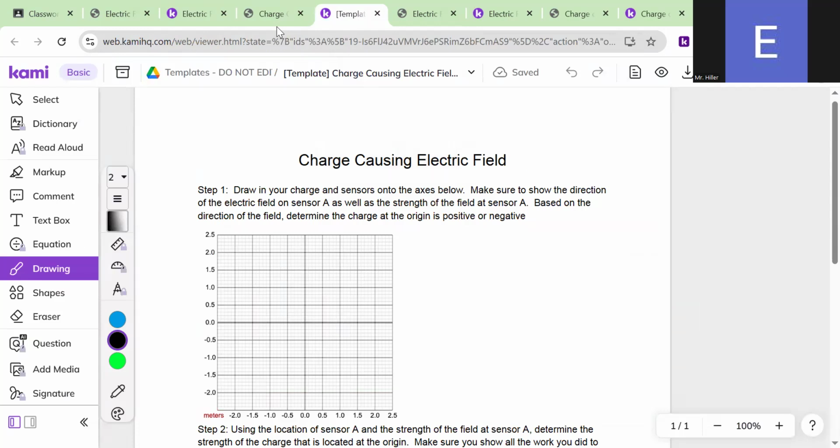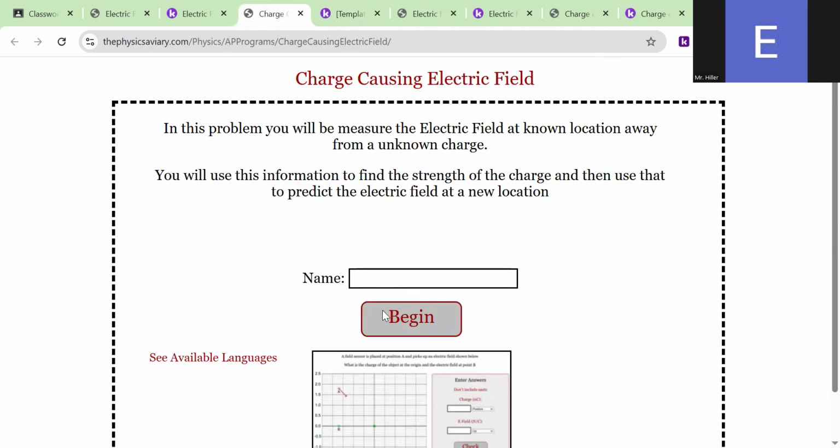Now in question 2, we are going to be given a sensor with a field strength at sensor A. Using that information, we're going to have to find the charge at the origin and identify it as being positive or negative. Then, when we know that charge, we can calculate the electric field at a new sensor location, sensor B. So go ahead and enter in your name and let's begin.